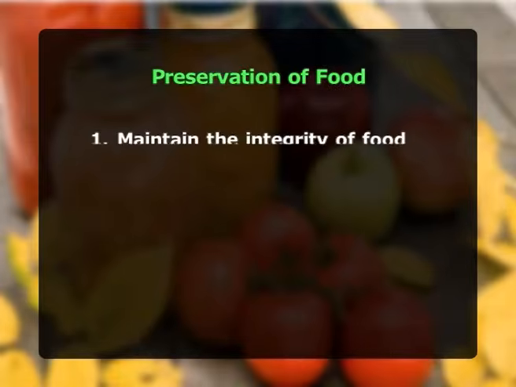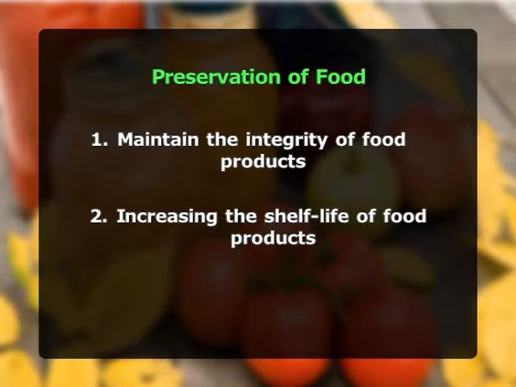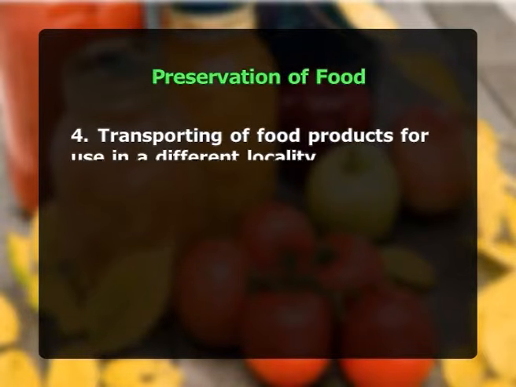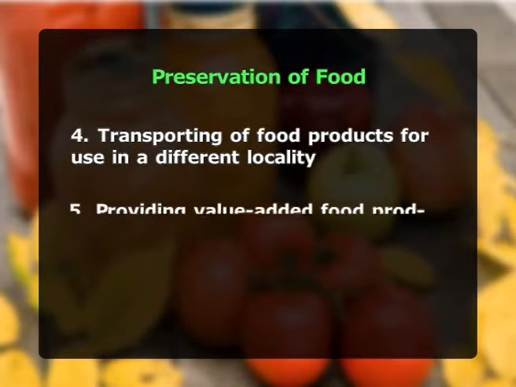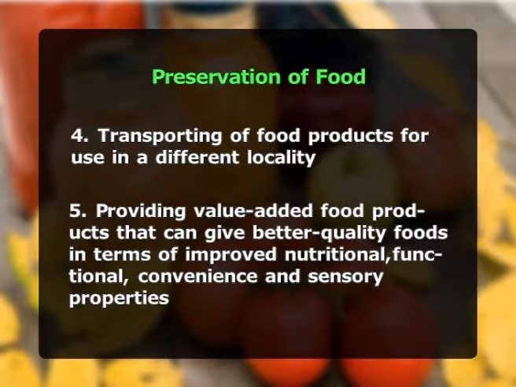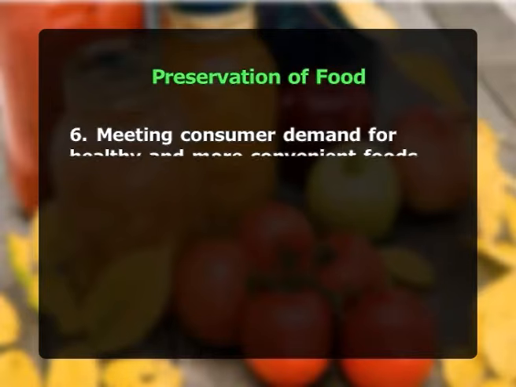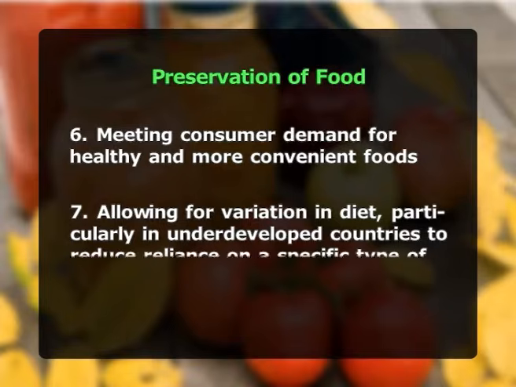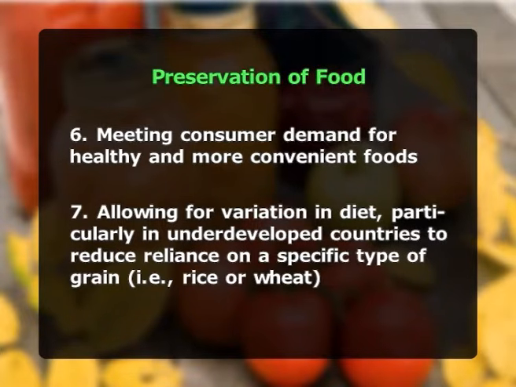These include to maintain the integrity of food products, for increasing the shelf life of food products, for replenishment of food supply during famine, that's the food security aspect, also for transporting of food products for use in a different locality, providing value-added food products that can give better quality foods in terms of improved nutritional, functional, convenience, and sensory properties, meeting the consumer demand for healthy and more convenient foods, allowing for variation in the diet, particularly in underdeveloped countries, to reduce reliance on a specific type of grain, that is rice or wheat.